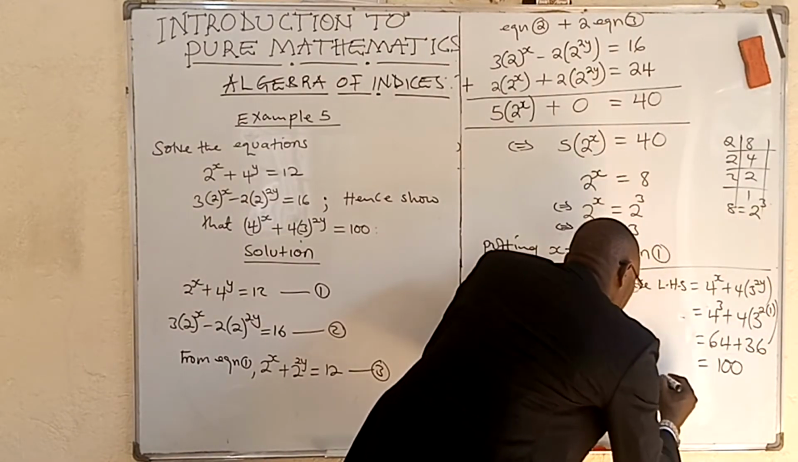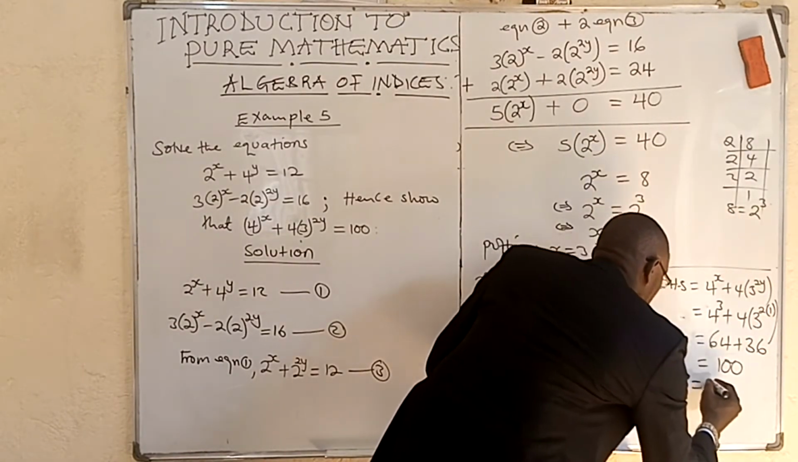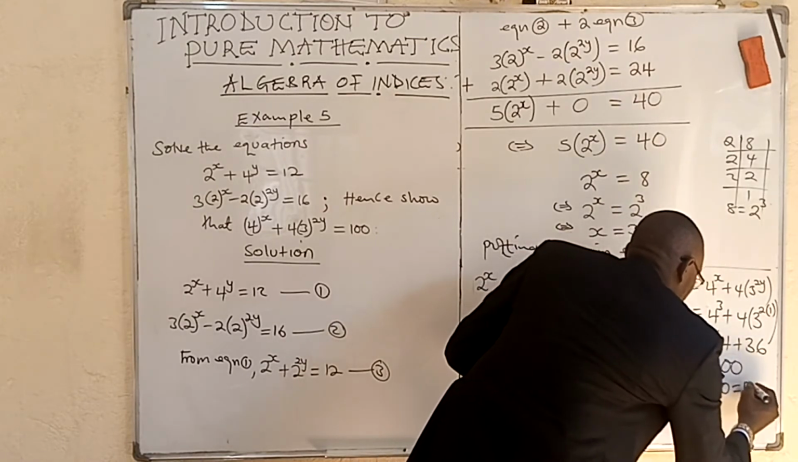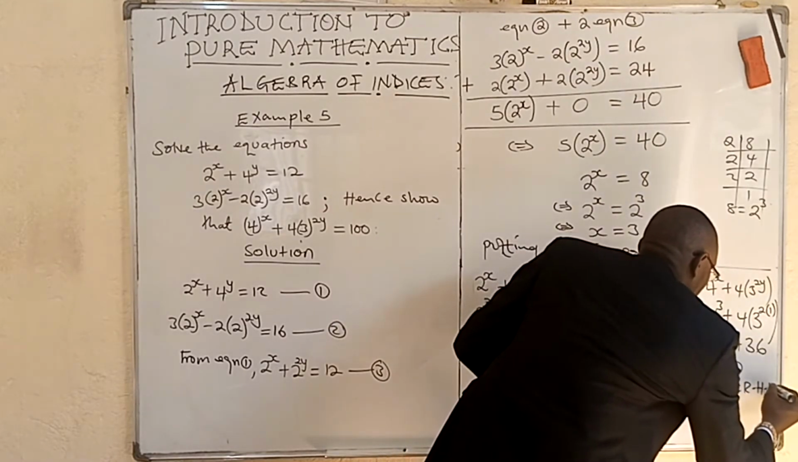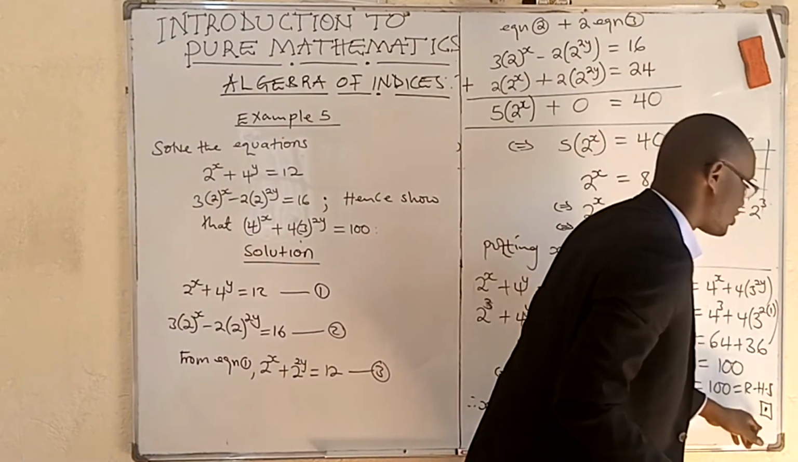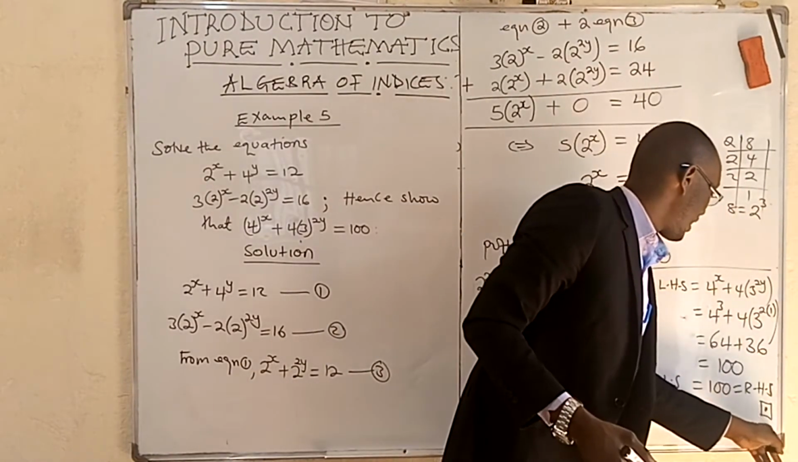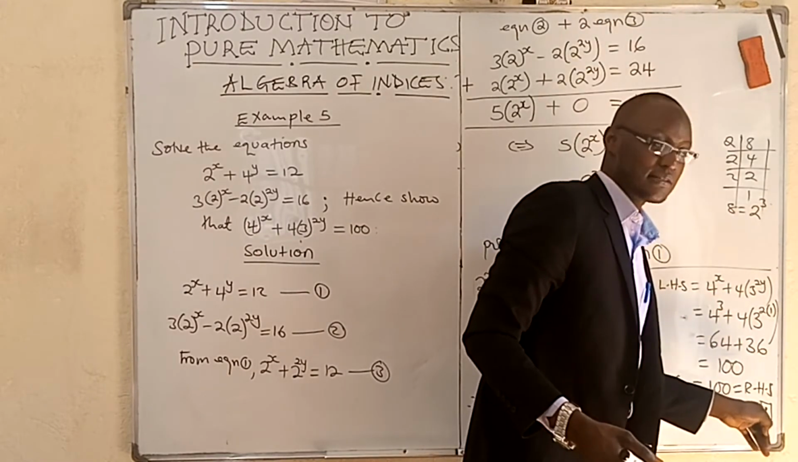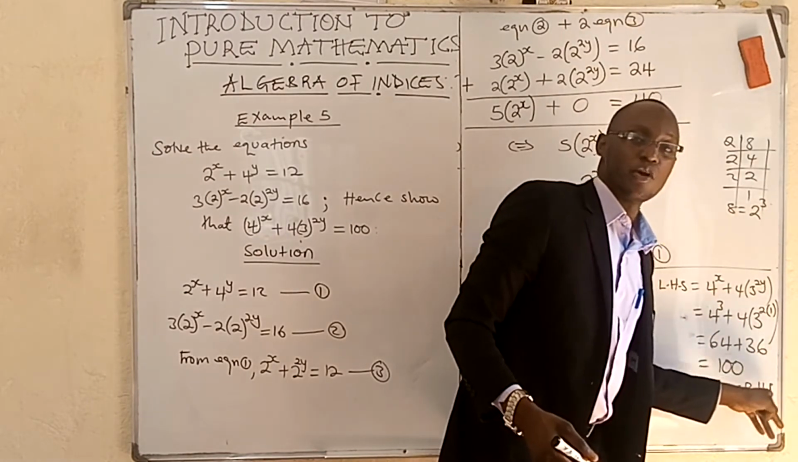So the left-hand side is equal to 100, which was the same as the right-hand side. So as required, this is a mathematical symbol. A square with a dot centered means as required.